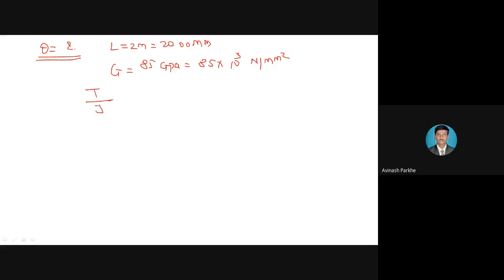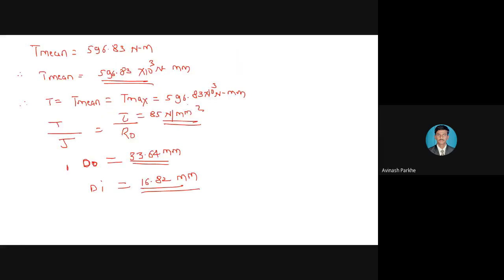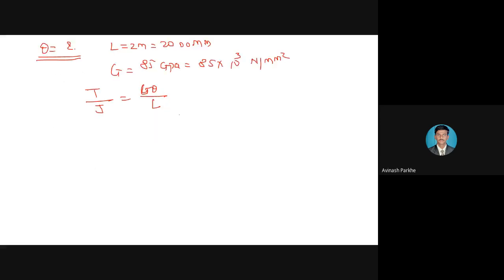T upon J is equal to G theta by L. That is the second torsion formula. We have the value of torque. We have the value of J, pi by 32 into do raised to 4 minus di raised to 4. Just now we calculated do as 33.64, and by using do we can calculate di also. G is given, length is given.